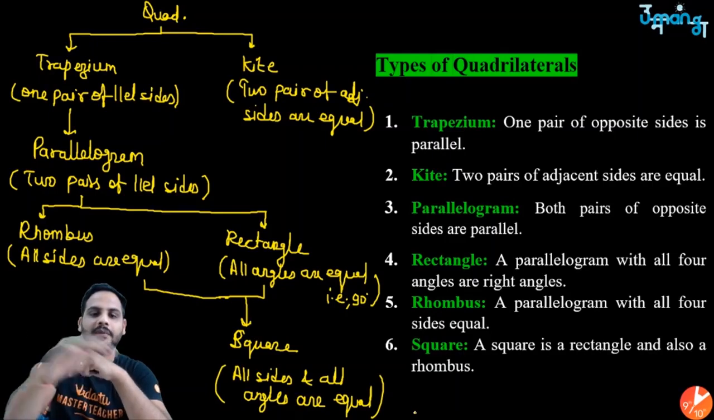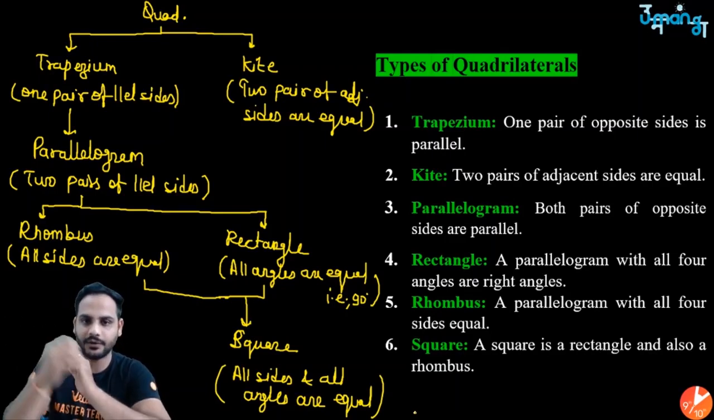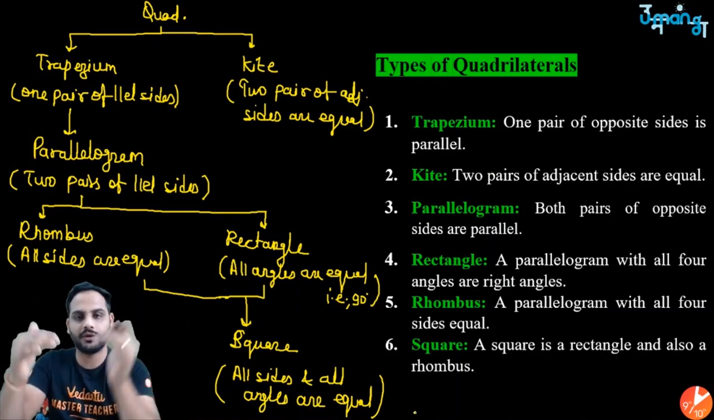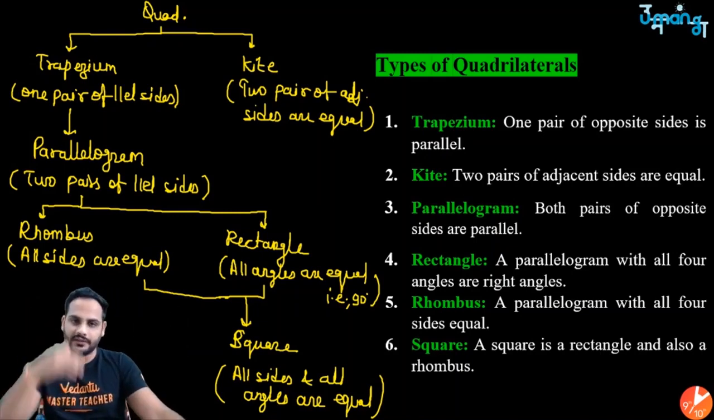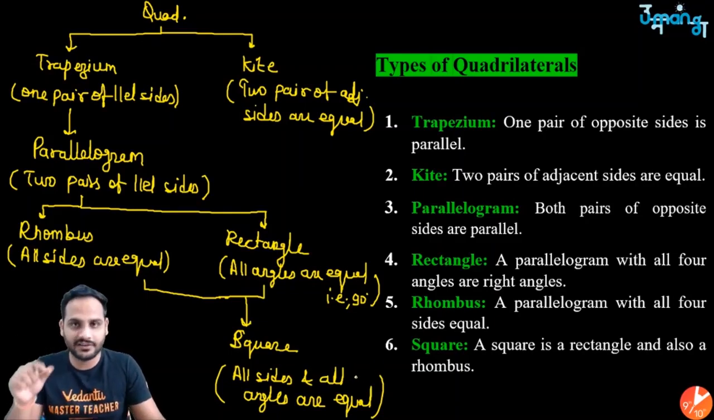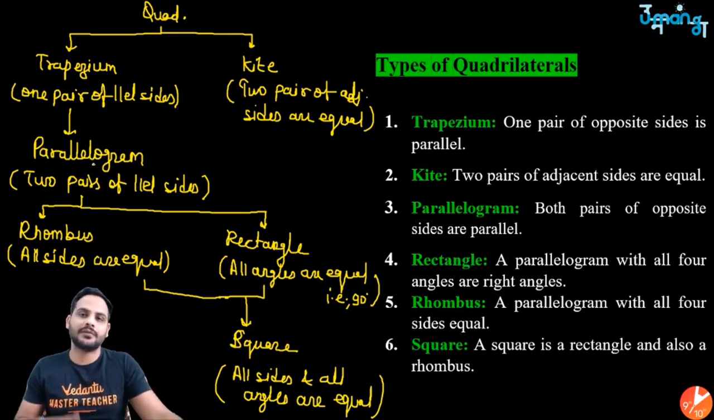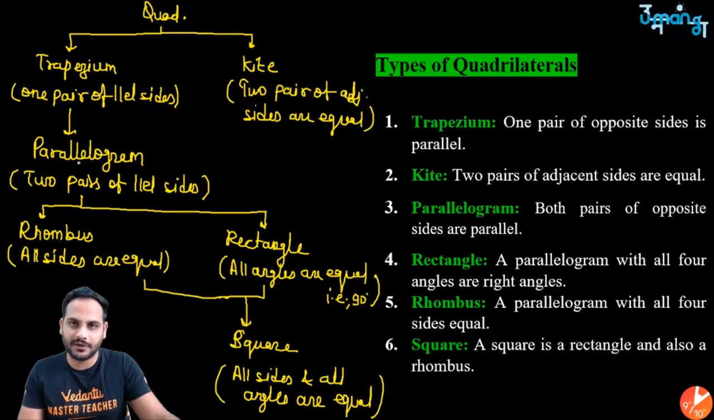In rhombus and rectangle, there are again two pairs of parallel sides. And a square follows the properties of all, so you can see the order. A square will follow the properties of trapezium, parallelogram, rhombus, rectangle, and kite as well. A square also comes under kite, because in a square, since all sides are equal, there are two pairs of equal adjacent sides. Rhombus, rectangle, and square will also follow all the properties of a parallelogram.